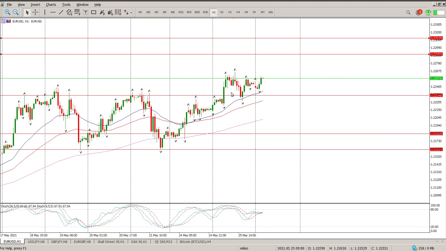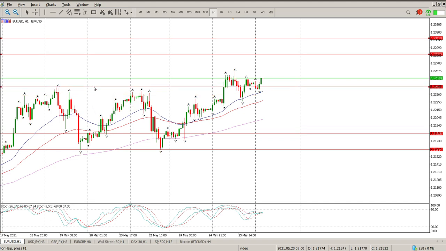Entry at the moment, if you didn't get in over here, you're looking for the next spike up, and there is one. I'm just going to adjust this. There's my spike up. So come back to test roughly the open, just come back into this area here at 1.22462, and then look for a move back up from that.